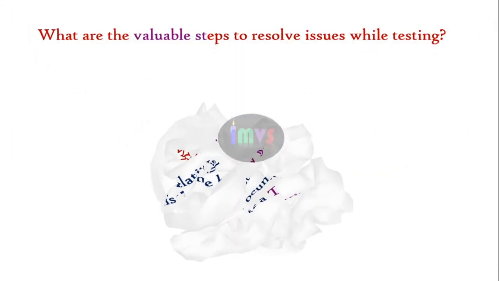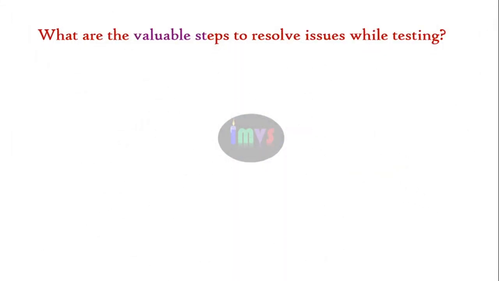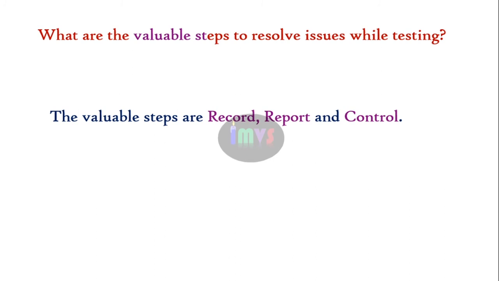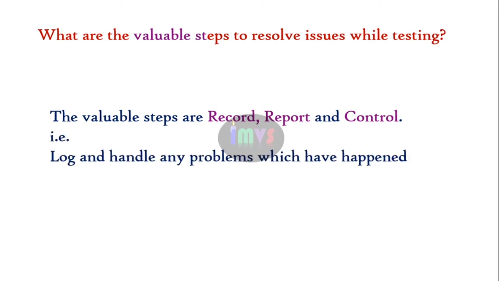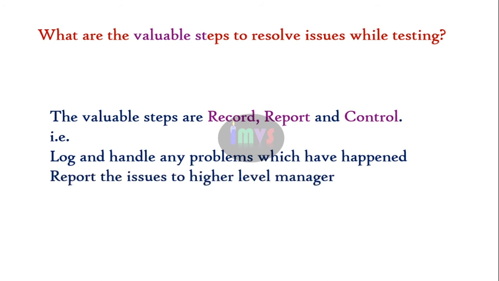What are the valuable steps to resolve issues while testing? The valuable steps are record, report and control. Means: log and handle any problems which have happened. Report the issues to higher level manager. Define the issue management process.